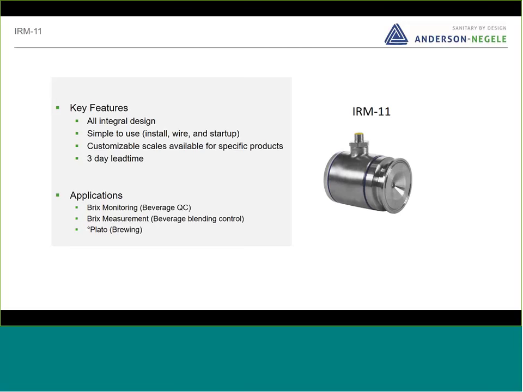That's the key. And then the last bit is that we will be able to provide an IRM in a 3-day lead time. So very, very quick delivery. We're going to be building them, or assembling them, in Fultonville, and shipping within 3 days of receipt of order.